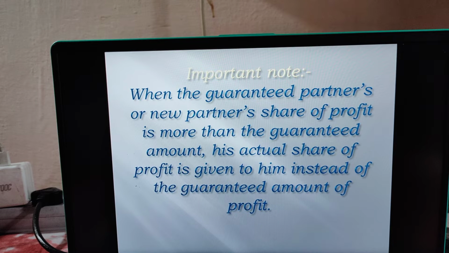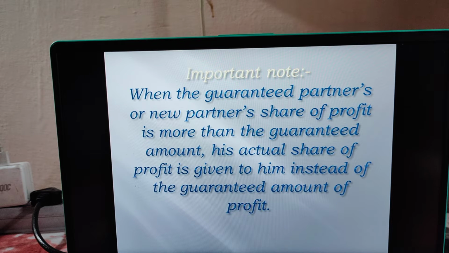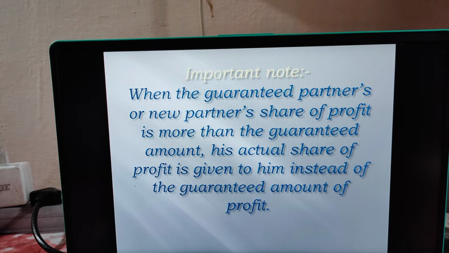Now what is happening here is that we are asking a person to join the partnership firm. So how would a person join the partnership? We must give him some kind of grade, and the grade is the guarantee. So at that time the partner would eventually join the firm. It is saying that when a guaranteed partner's share of profit is more than the guaranteed amount, like in the previous example where C has a guarantee of 1 lakh rupees and is now getting more than 1 lakh rupees, then his actual share of profit is given to him.